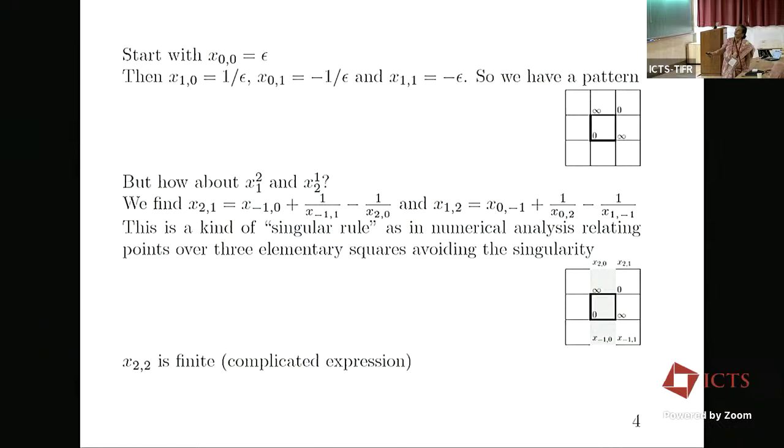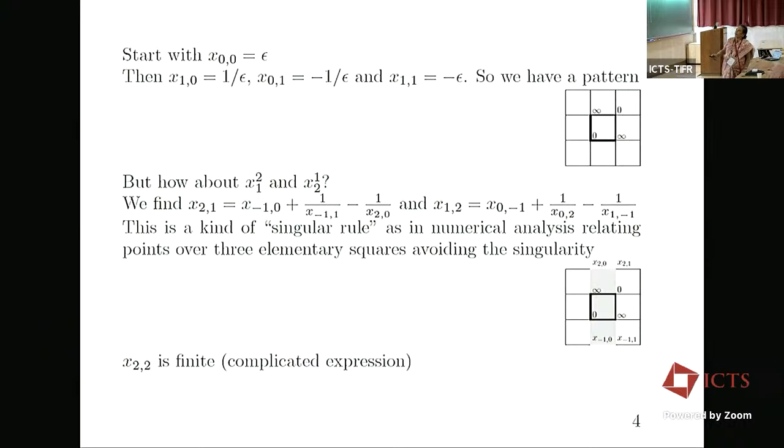We'll calculate x1,2 and x2,1. This is a rule already followed in numerical analysis. So avoiding these two infinities, you can write this x2,1 in terms of the other vertices over the three unit squares. Look at this. Here x2,1, x minus 1. We are avoiding the singularity. x minus 1,0, 1 by x minus 1,1. And then we are jumping to x2,0. Similarly, we will get this condition. This is, as I told you, in numerical analysis, to avoid this infinity, it is calculated like that.